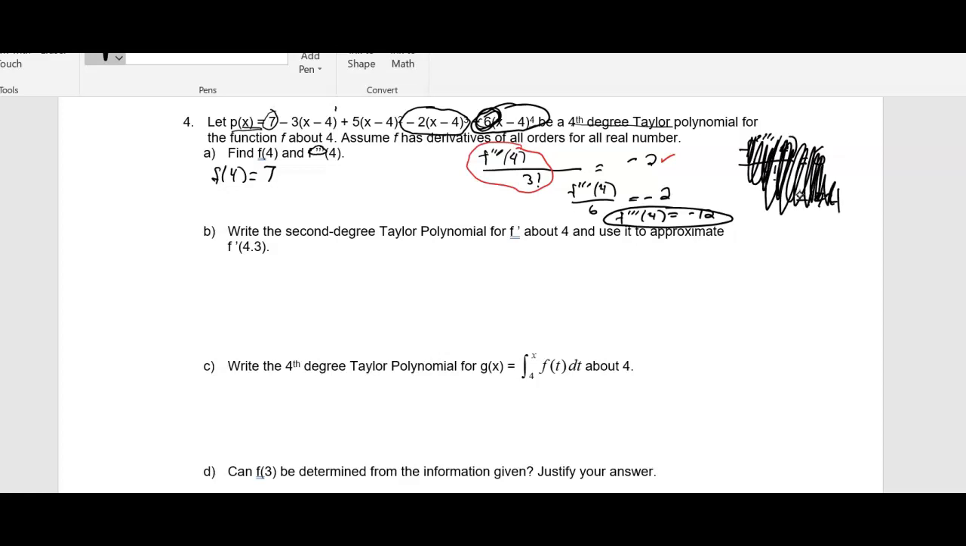All right, so letter B. It says write the second degree Taylor polynomial for f prime. So let me clean this up a little bit up here so we can use it again. We haven't done that yet, taking the derivative of one of these, about 4, and then use it to approximate f prime of 4.3. So that polynomial up here is the approximation for f. So now I'm going to use this notation. So f of x is approximately 7 minus 3 times x minus 4. Just recopying this problem.